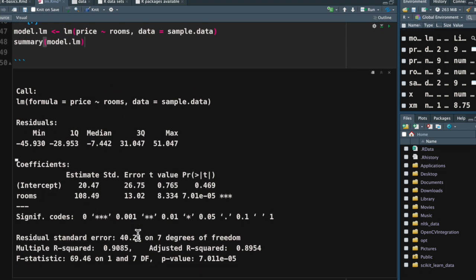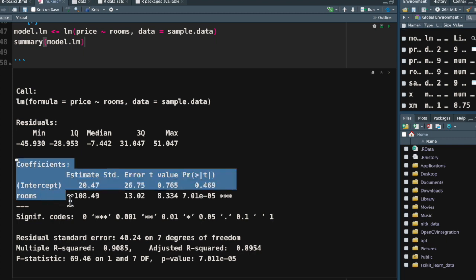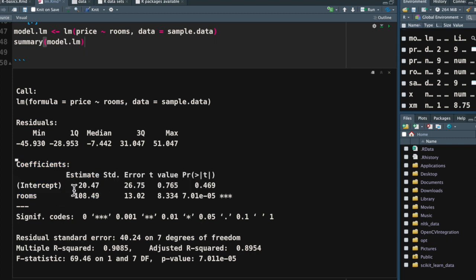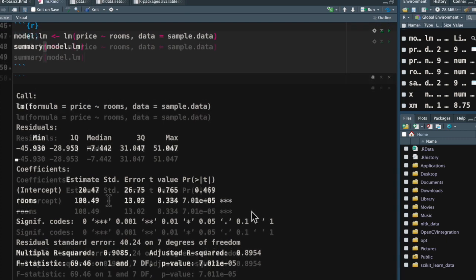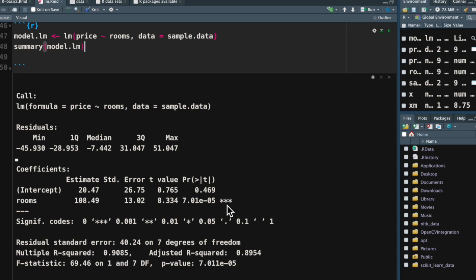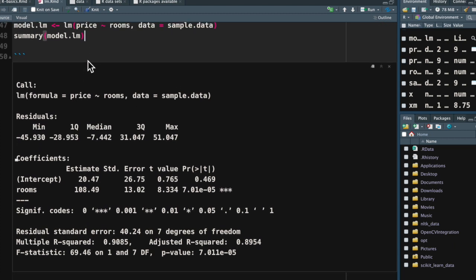Also, if we look here at the coefficients, this intercept, if you see written here, is giving us 20.47, and this is the m value for rooms. If you don't understand what is m value and what is intercept, again, don't worry, we will draw a graph just to interpret these values according to the result. Let's try to decipher the result which we get in the summary of this model.